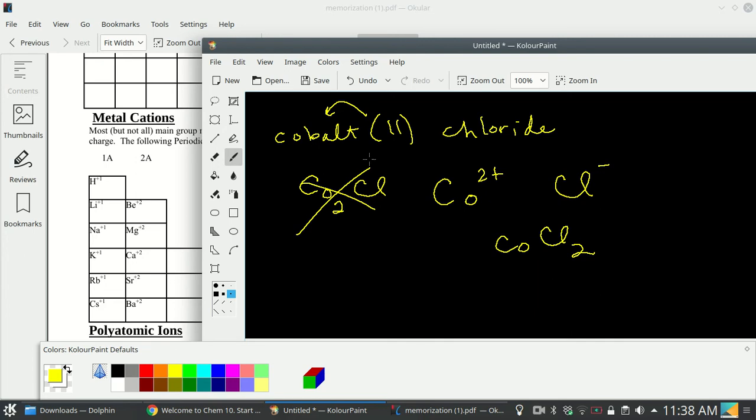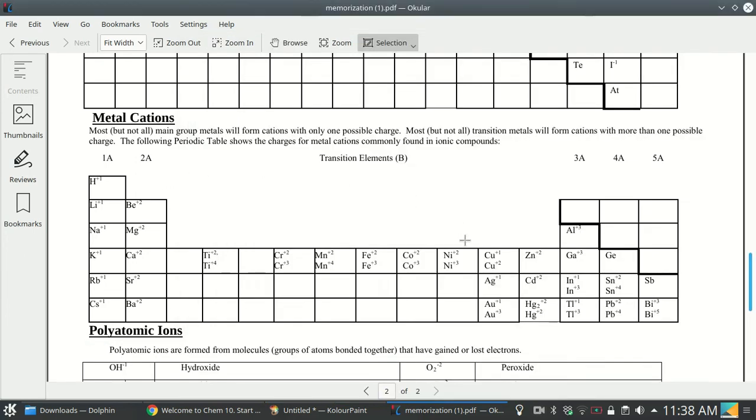Now, I'm showing you this here because on this memorization page, there are some transition metals and some post-transition metals that only have one charge. These 5 right here, you have to memorize, and you will not be writing Roman numerals for any of the names of ionic compounds that contain any of these post or transition metals.